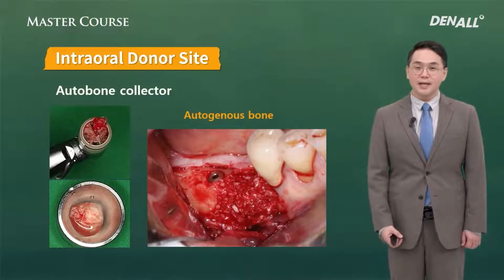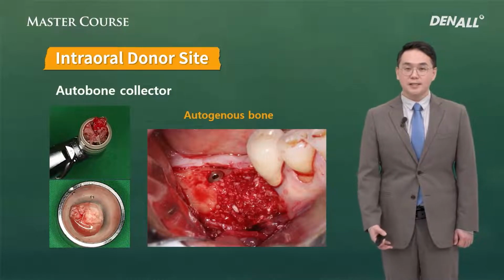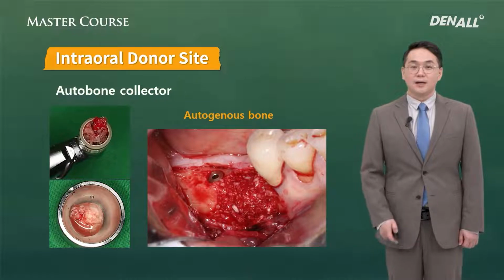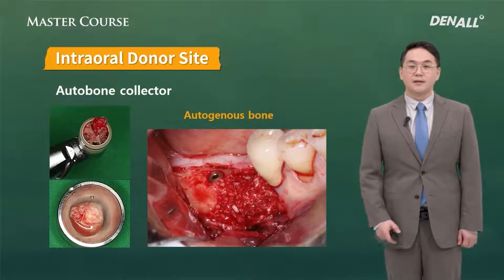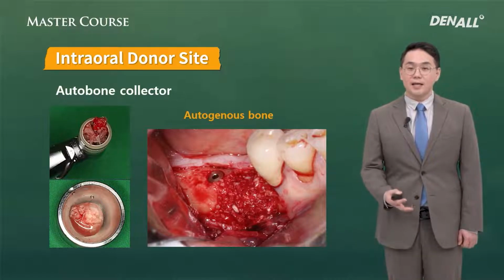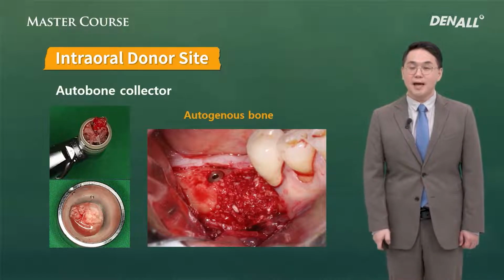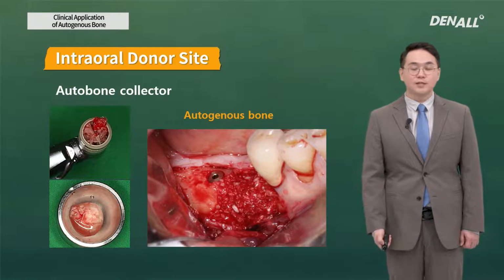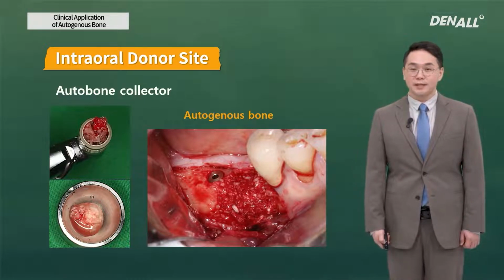Let me introduce the auto bone collector, a drill developed by Osstem to harvest autogenous bone. It is composed of a drill and a stopper. Cortical bone is drilled, and the drilled debris would be collected between the stopper and the drill, and the harvested autogenous bone can be used without any additional treatment.